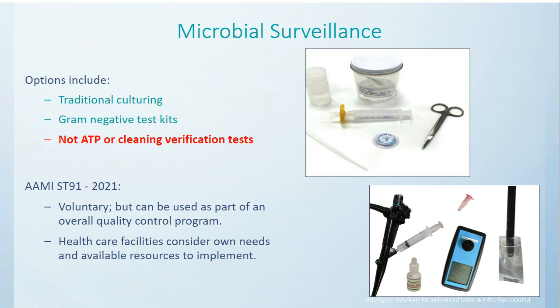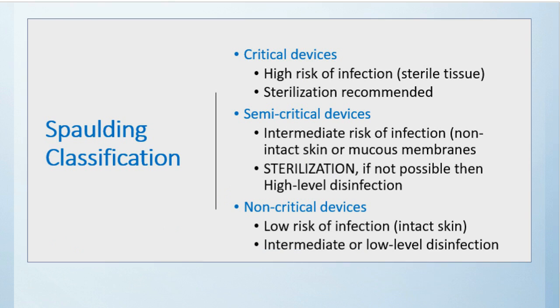I want to stress this is not ATP testing or cleaning verification tests. Those are used after cleaning. Microbial surveillance is used after the process is complete. There are also, as I said, gram-negative, more rapid test kits that just look for organisms like E. coli, Pseudomonas, Klebsiella, all of that.